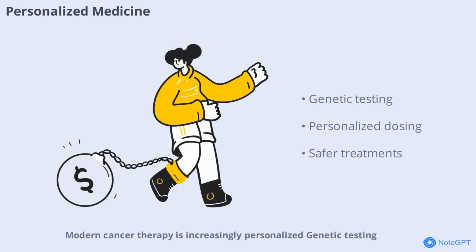Genetic testing like TPMT or DPD screening helps doctors choose the safest and most effective doses for each patient. This approach minimizes the risk of severe toxicity and maximizes the chance of successful treatment. Personalized medicine is transforming how we use antimetabolites and other chemotherapy drugs.